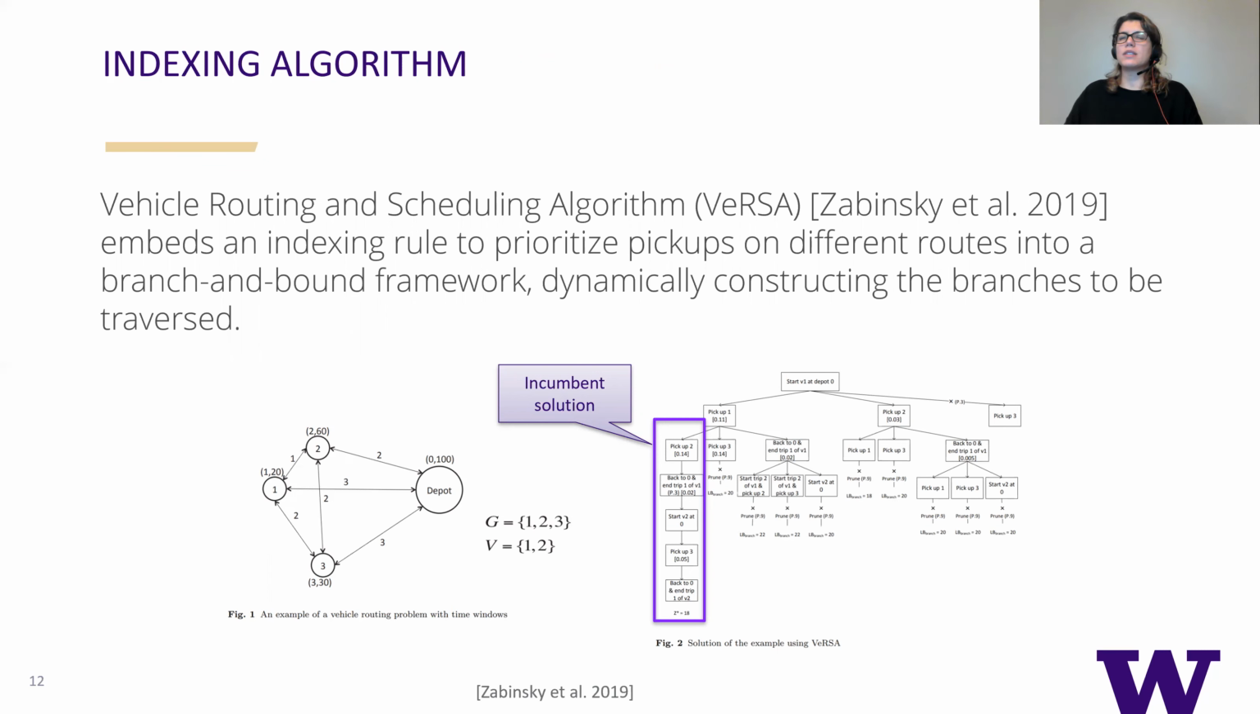So VERSA embeds this index rule that prioritizes the pickups, in our case the deliveries, so which node to visit and which vehicle to use. And it embeds this indexing rule in a branch-and-bound framework and dynamically constructs a branch to be traversed. So it creates incumbent solutions and it traverses the trees, pruning and calculating bounds.